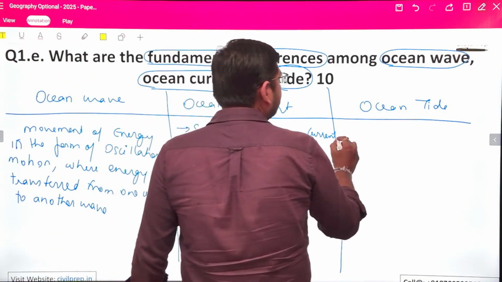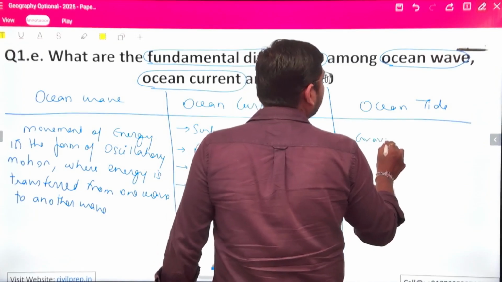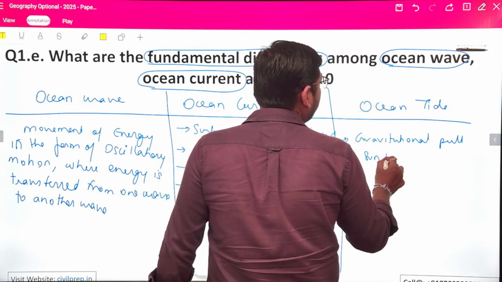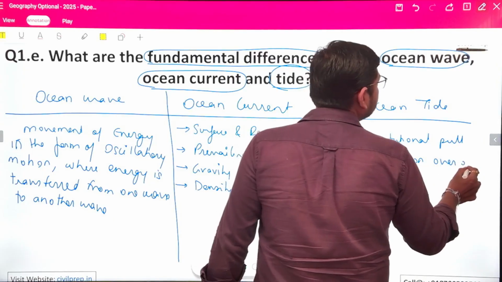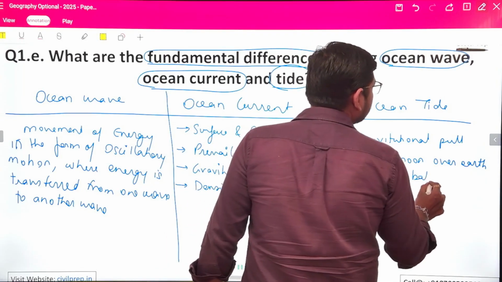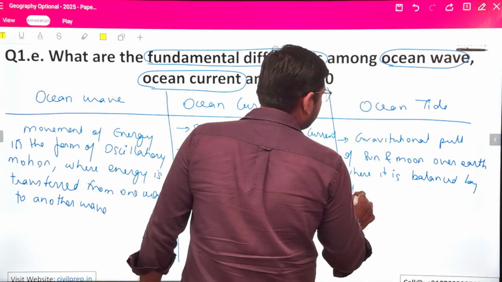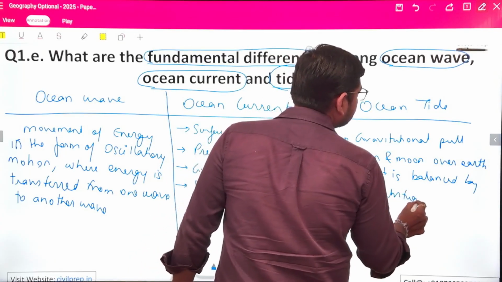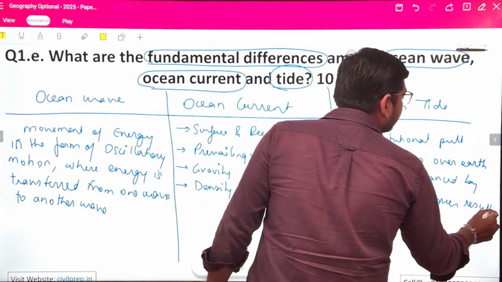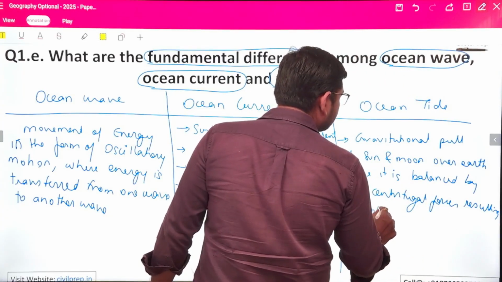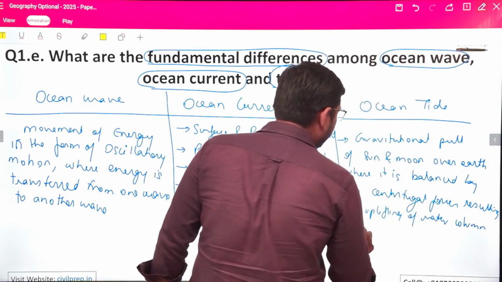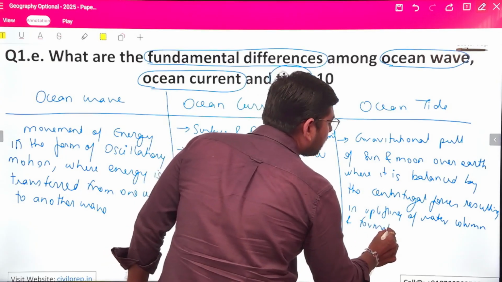When we talk about the tides, tides are basically formed because of the gravitational pull of sun and moon over earth, where it is balanced by the centrifugal forces, resulting in uplifting of water column and formation of tide or formation of tidal wave.